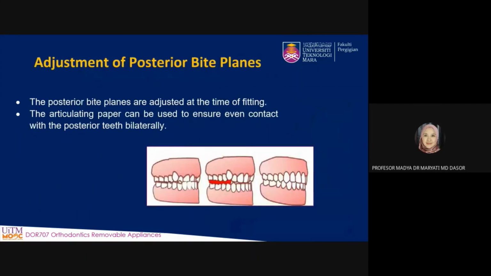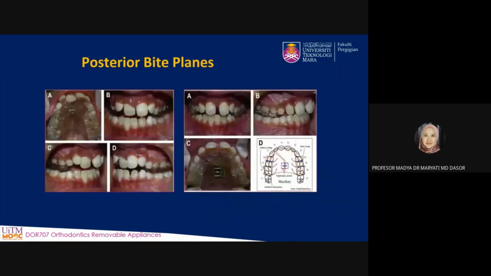The adjustment of posterior biplane can be done at the time of fitting. We can use articulating paper to ensure even contact on the posterior teeth bilaterally. These are some of the clinical photos which highlight the use of posterior biplane in the clinical setup with the different types of malocclusion that have been highlighted.